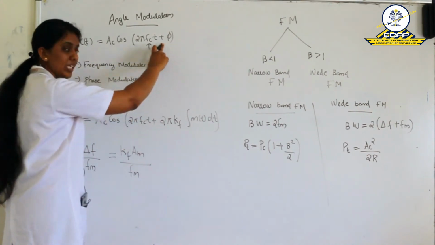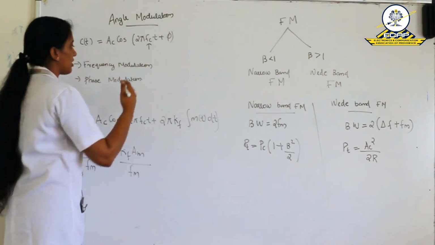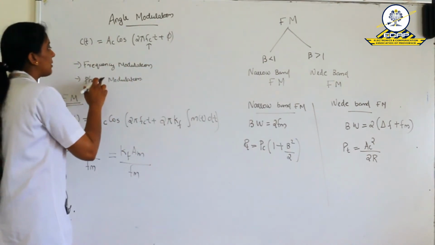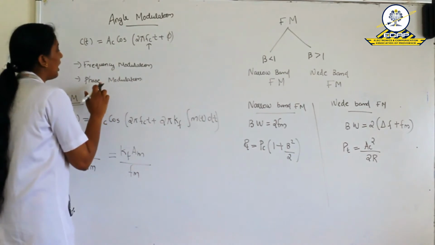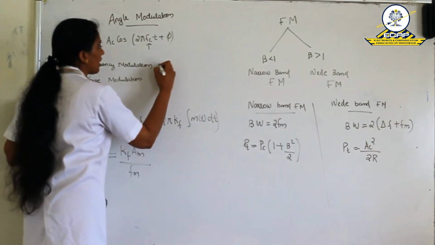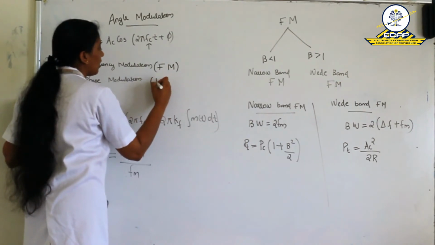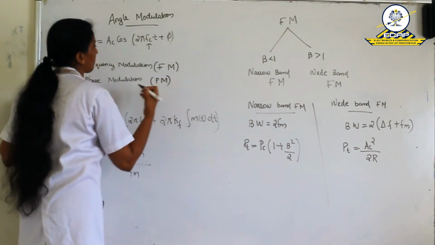If we are varying the phase of the carrier, we get phase modulation. So, angle modulation is divided into two types, that is frequency modulation and phase modulation. Frequency modulation is commonly represented as FM and phase modulation is commonly represented as PM.